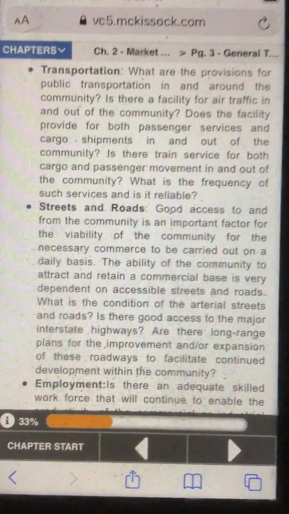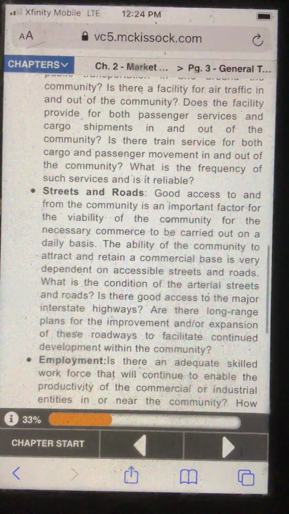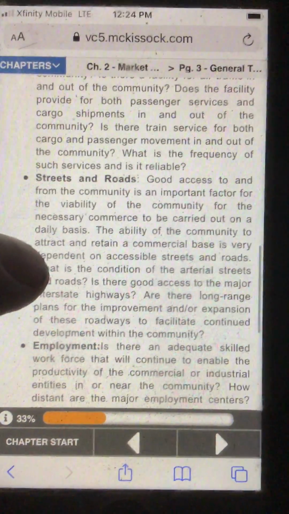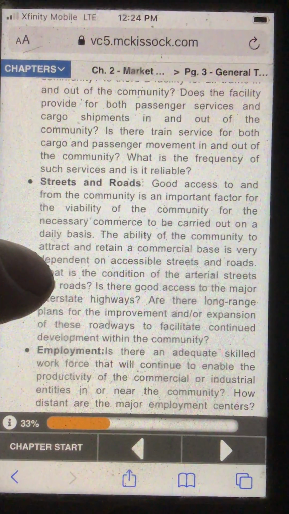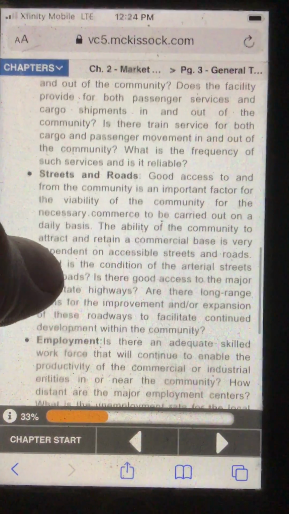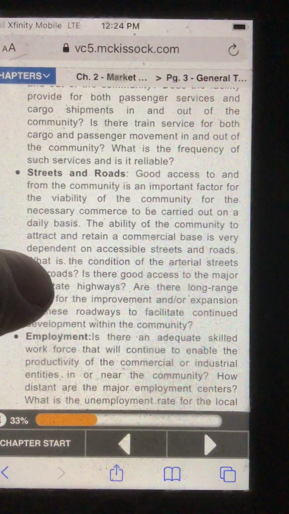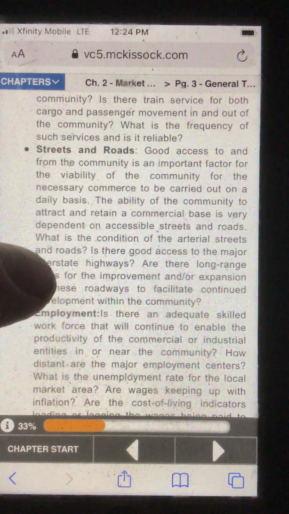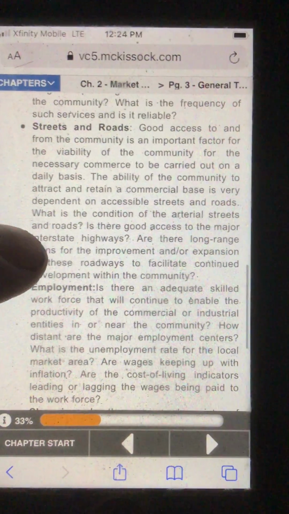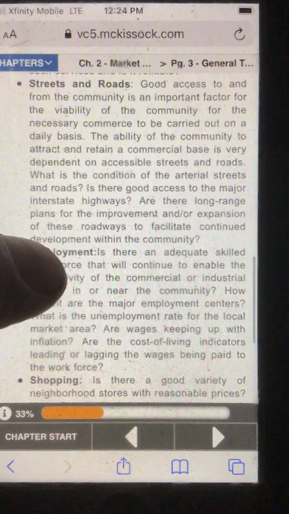Transportation. What are the provisions for public transportation in and around the community? Is there a facility for air traffic in and out of the community? Does the facility provide for both passenger services and cargo shipments in and out of the community? Is there train service for both cargo and passenger movement in and out of the community? What is the frequency of such services and is it reliable?